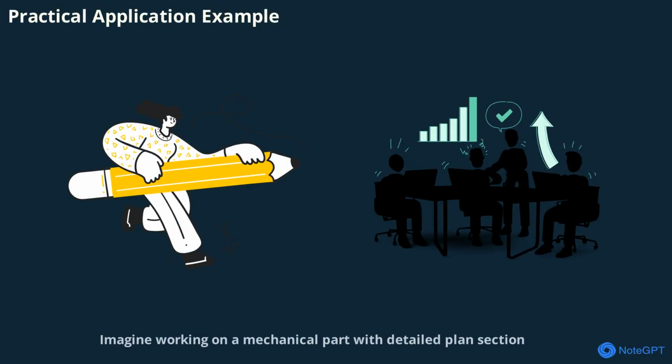Imagine working on a mechanical part with detailed plan, section, and elevation views. By using view display functions, you can zoom into specific areas, pan across different sections, and save views for quick access. This practical approach ensures you maintain accuracy and efficiency, making complex engineering tasks manageable and organized.